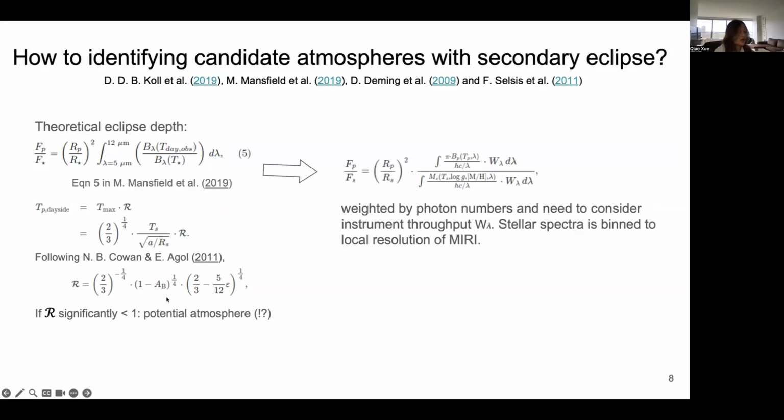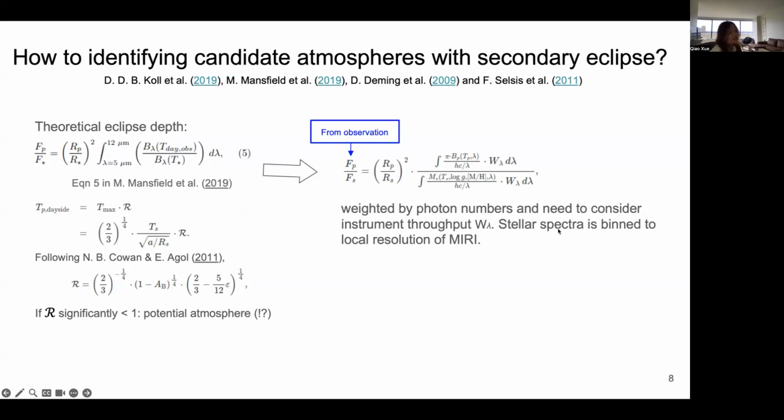And in our calculations, we use stellar models from Phoenix to calculate the emission from the star, and we treat the planet as a blackbody. And the emissions are weighted by photon numbers, since what the detector actually sees are the photon counts. We also take into account the instrumental throughput of MIRI, represented by this capital W lambda here. And to minimize the systematic errors, we bring the stellar spectral model to the native resolution of MIRI.